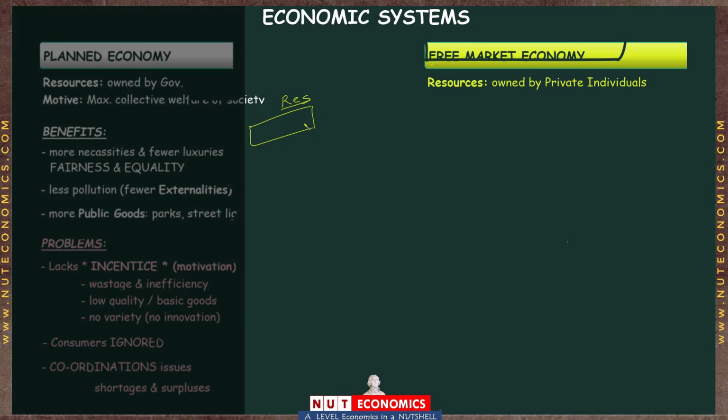And the assumption of this free market economy is that all of these individuals are going to be greedy, self-interested people, and their only aim, their only motive in making all these decisions about these resources would be to get maximum profits for themselves and to attain maximum self-interest.